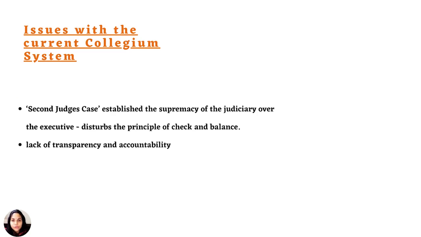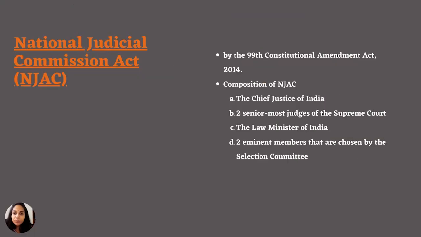Now, what are the issues with the current Collegium system? As we have seen in the previous slide, the Second Judges Case established the primacy of the judiciary over the executive. This system has basically disturbed the principle of checks and balances. Also, this system lacks transparency and accountability. To address the issues of the Collegium, the 99th Amendment was made, giving effect to the NJAC Act 2014. NJAC means National Judicial Appointments Commission, and according to it, the NJAC must comprise the CJI, two senior-most judges of the Supreme Court, the Law Minister of India, and two eminent members chosen by the selection committee.